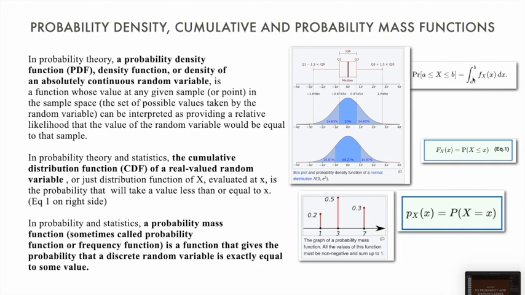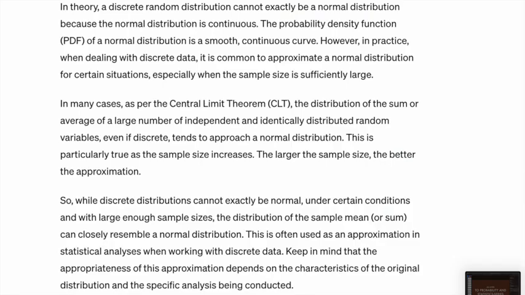Next, in theory, a discrete random distribution cannot exactly be a normal distribution because the normal distribution is continuous. The probability density function of a normal distribution is a smooth continuous curve. However, in practice, when dealing with discrete data, it is common to approximate a normal distribution for certain situations, especially when the sample size is sufficiently large.